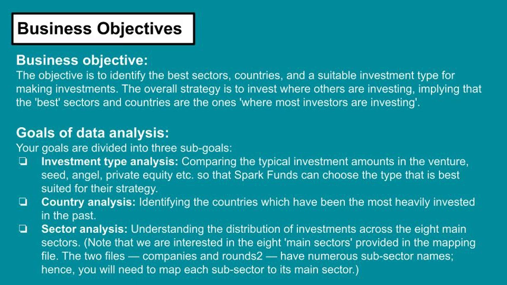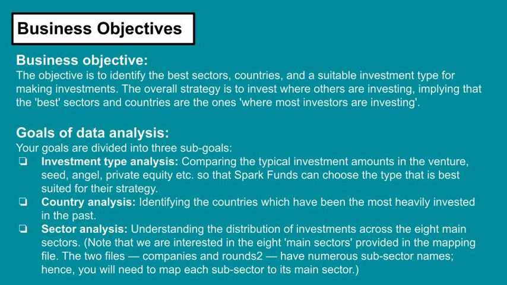So now to summarize, you need to make an investment of 5 to 15 million USD, and first of all, select the right type of investment, whether it's venture, seed, angel or private equity, and then select the right country where most of the investment is already done, and then select the right sector from the category list.